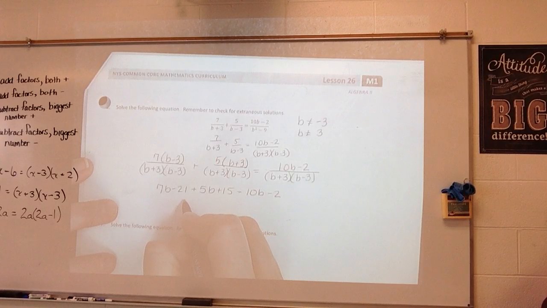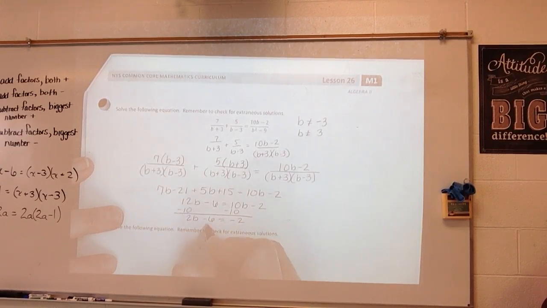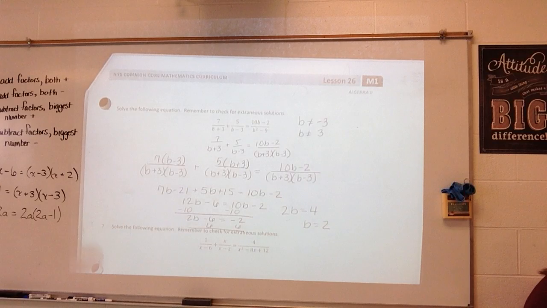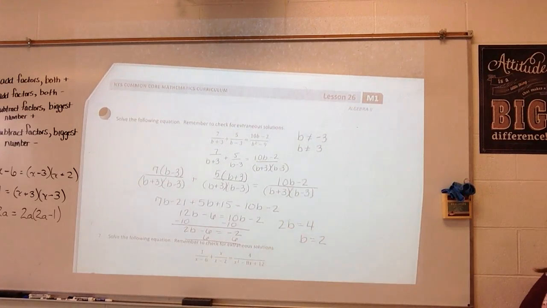Combine my like terms. So I have 12b minus 6 is equal to 10b minus 2. Subtract 10b. I get 2b minus 6 is equal to -2. Add 6. I get 2b is equal to 4. B is equal to 2. Alright? So 2 is a valid solution since the only thing b cannot equal is -3 or 3.